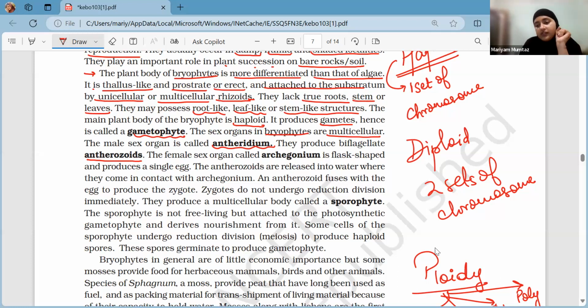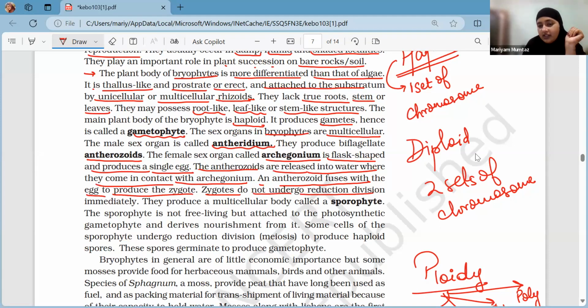The female sex organ is known as archegonium. It is flask shaped and produces a single egg, and obviously the female gamete is not motile. Now, the antherozoids are released into water where they come in contact with the archegonium. An antherozoid fuses with the egg to produce the zygote. Now, the zygote does not undergo reductional division immediately. It produces a multicellular body which is known as sporophyte. Now, this sporophyte is diploid.